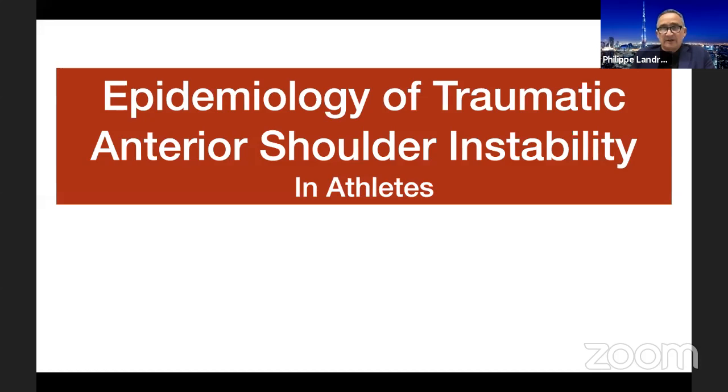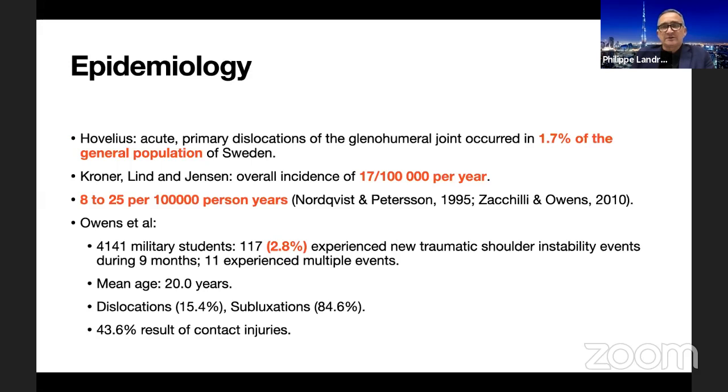So first of all, what does the literature say now, in 2020-21, I would say, about the epidemiology of traumatic anterior shoulder instability in the athletic population? You know that in the general population, it represents 1.7% of shoulder instability. And it's clear that we have different well-known papers about the epidemiology now. For example, Owens et al. studied military students, which are the majority of the sport group. They said that 2.8% experience a new traumatic shoulder instability event during 9 months, and 11 experience multiple events.